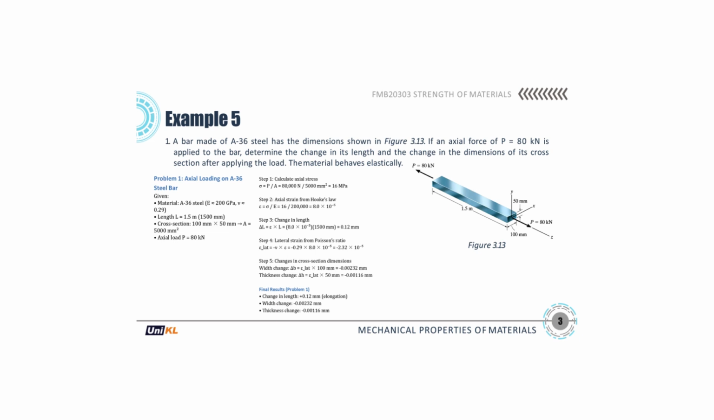Lateral strain equals minus νε equals minus 2.32 × 10^-5, so ΔB approximately equals minus 0.00232 millimeters over the 100 millimeter width, and ΔH approximately equals minus 0.00116 millimeters over the 50 millimeter thickness. Informally, it barely stretches, 0.12 millimeters over 1.5 meters, and gets a hair thinner, at the microns level.